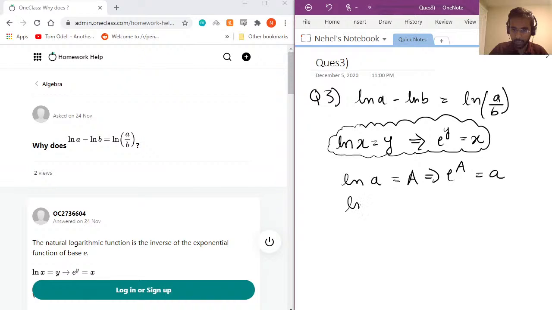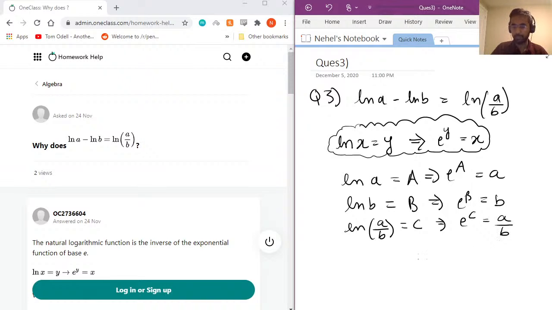Similarly, we can say ln of b is equal to some value B, which would imply e to the capital B is equal to small b, and there would also be some numerical value of the logarithmic term of the number a over b, and we can call that numerical value C. From this, we would say, if we were to take the inverse of it, e to the C is equal to a over b.